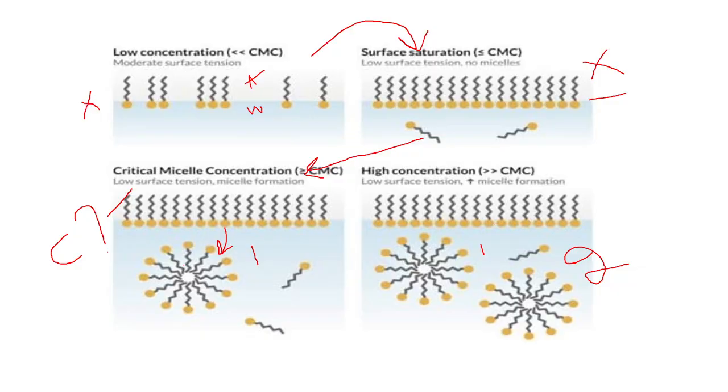So in order to form spherical micelles, how many surfactant molecules are needed? At least 50 monomers, or 50 surfactants, are needed for the formation of spherical micelles. Hence, we call it the aggregation number of surfactants. The aggregation number of surfactants is 50: at least 50 surfactants are needed for the formation of spherical micelles.